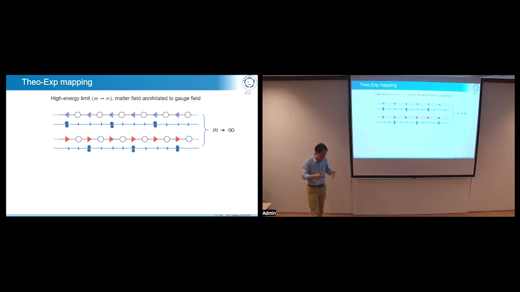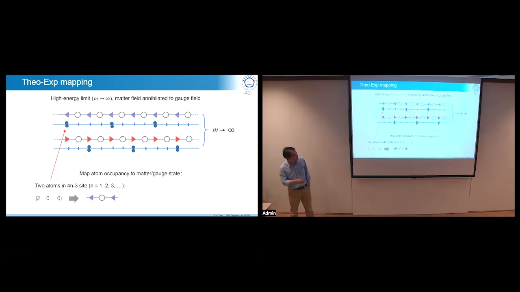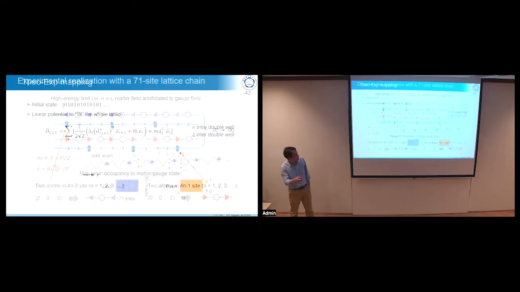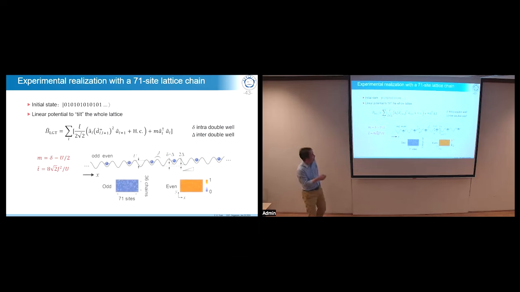This is the mapping. We could map the Hilbert space of the quantum link model to the occupation of the atoms. And finally, we have this mapping of the occupancy and the gauge field. We finished the mapping, and the interaction here is just the coupling in between the matter sites and the gauge sites. If you want to get the details, you can go to our paper, and there is a supplementary on the theory.